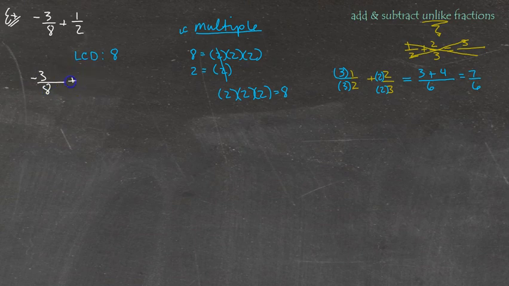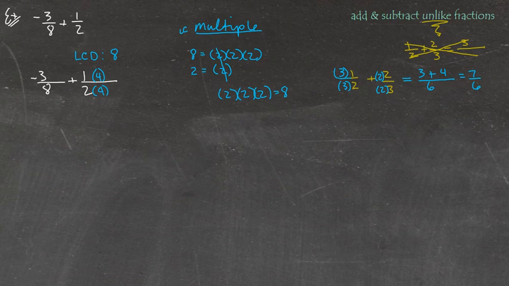-3/8 plus 1/2. Well, my first fraction is fine, even though I left room to multiply something in here. 8 is the denominator already. Good to go. Second one, 2. 2 is not the same as 8, but I could multiply 2 by 4 to get 8. Always allowed as long as I do the same thing in the numerator.